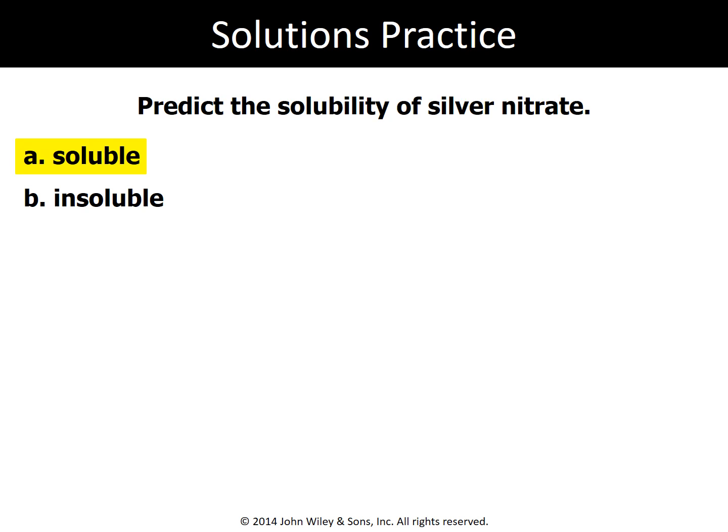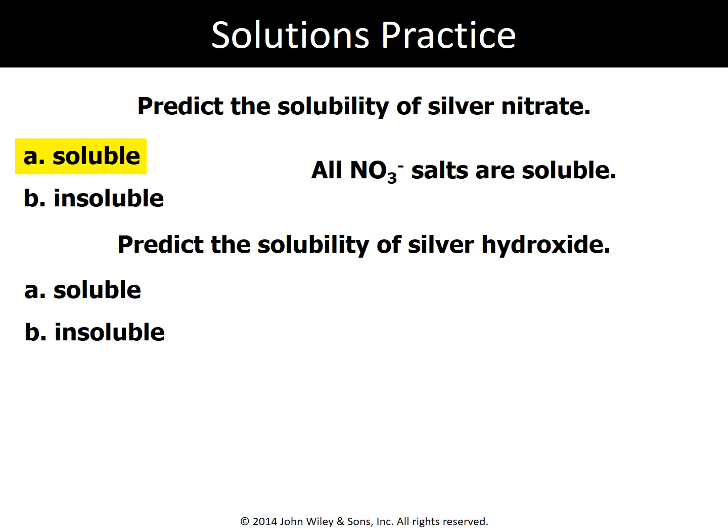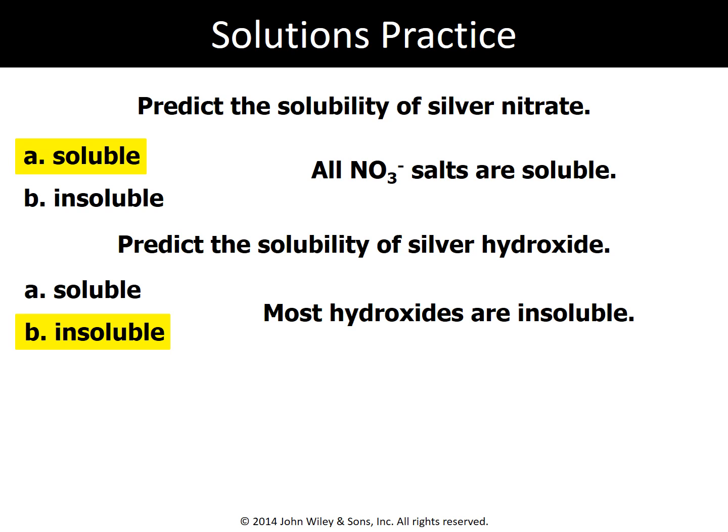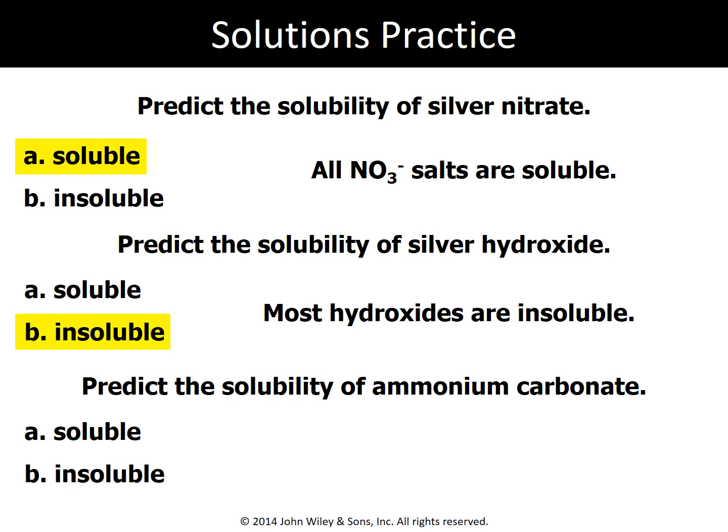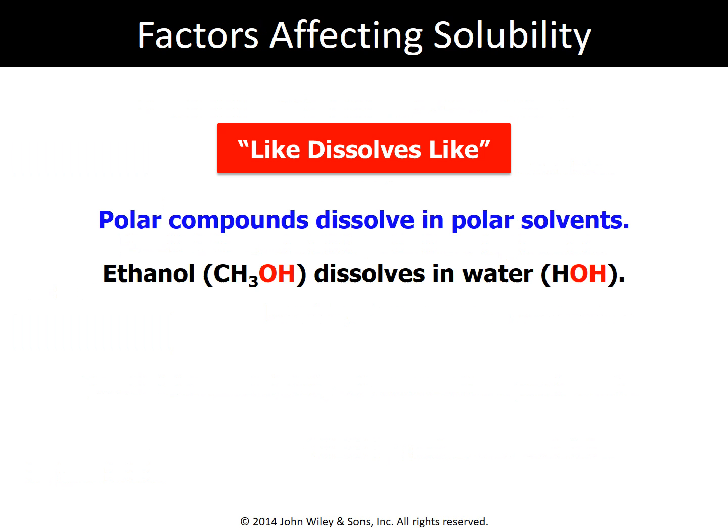Silver nitrate, again, is going to be soluble. All of our nitrates are soluble. Silver hydroxide, we talked about hydroxides being insoluble, most of them. And for the solubility of ammonium carbonate, we're going to say soluble, as all our ammonium salts are soluble. So you can get some general ideas and trends based on the image I showed earlier, as well as from the handout we've talked about in lab.